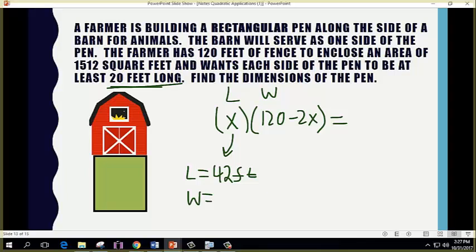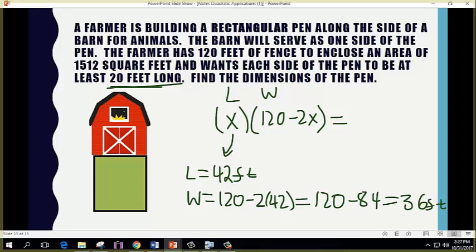But the width, we have to check. 120 minus 2 times 42. That gives me 120 minus 84. And that's going to give me 36 feet. So here's the thing. Both of these, the length is 42 feet. The width is 36 feet. Both of these are above 18, so we know that's true.